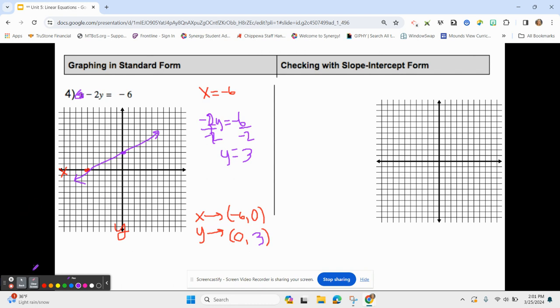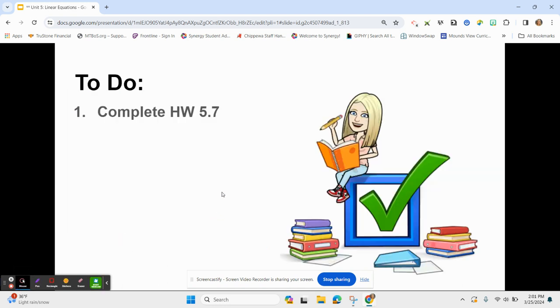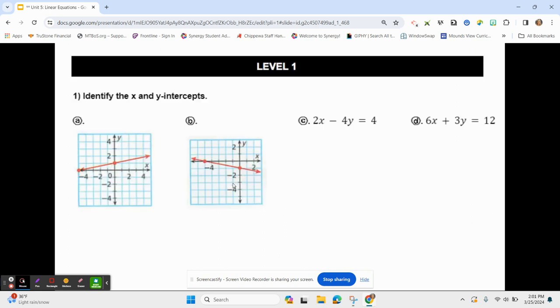So I hope that went okay for you. You do have an assignment today, and that assignment is homework 5.7. If you want to pause this while you get out the homework 5.7, the level ones, you are going to find just the x and y intercepts here.